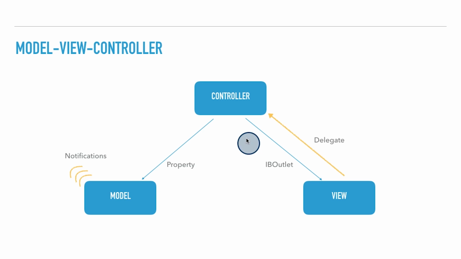The controllers, on the other hand, are in charge of displaying this model to the user. Whenever the model changes, it notifies the rest of the system. The controller receives that notification and updates the UI accordingly.